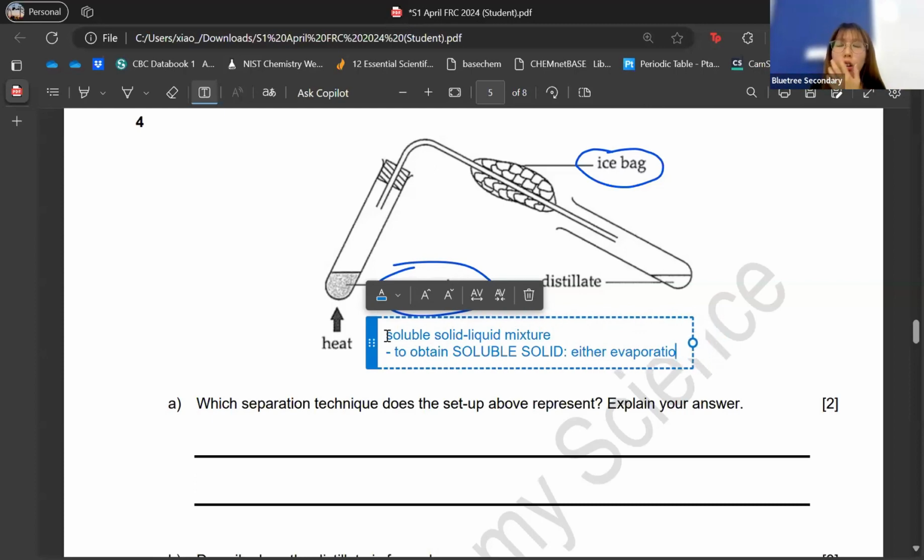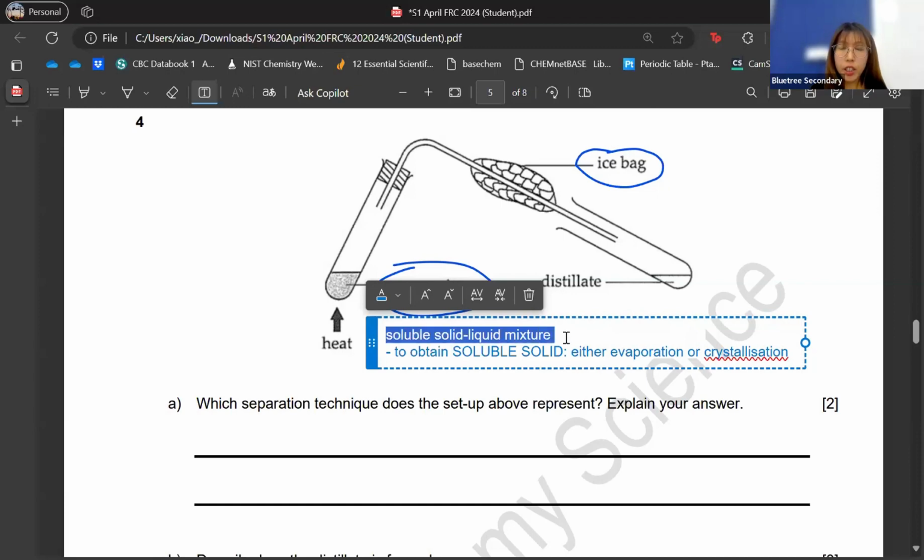Sorry, actually not all. Oh wait, sorry. Let me rephrase. You perform evaporation to dryness or crystallization. Because teacher Bell just realized I'm talking about a general solid liquid mixture. Okay, so let me repeat. I apologize if I confused you a little.